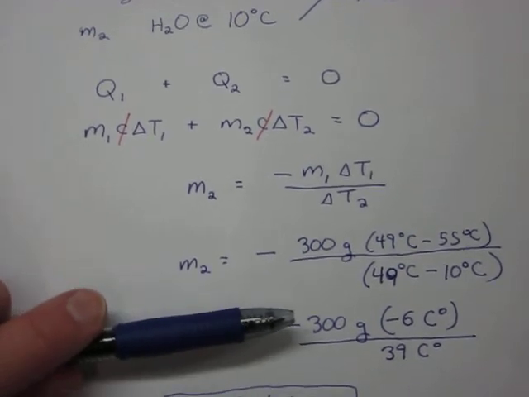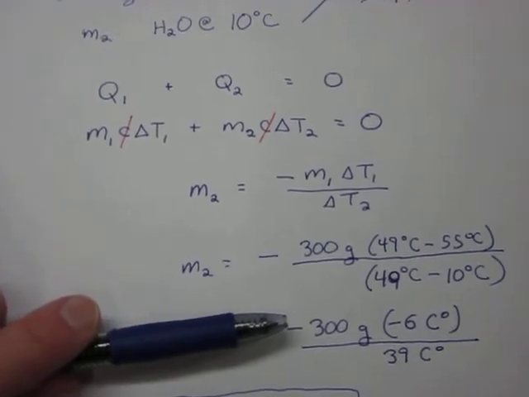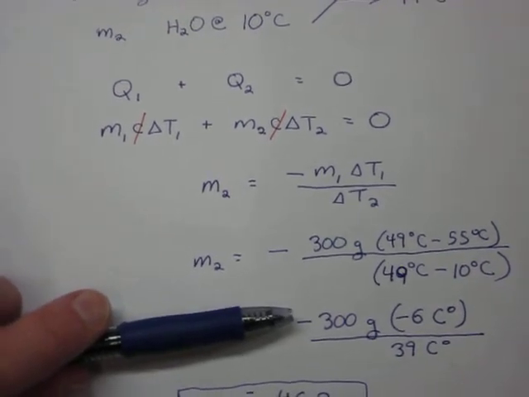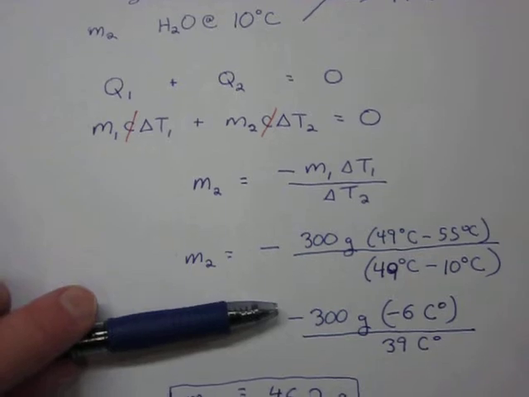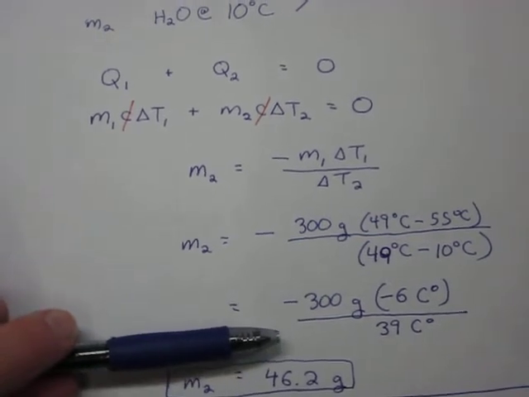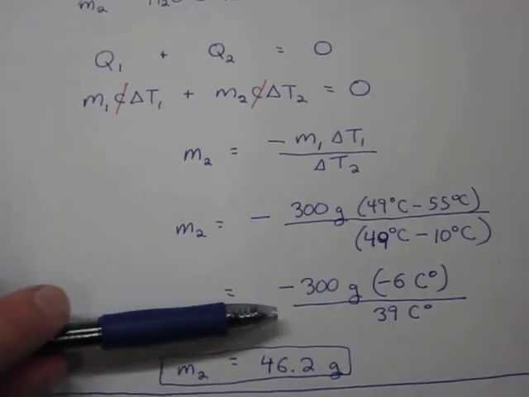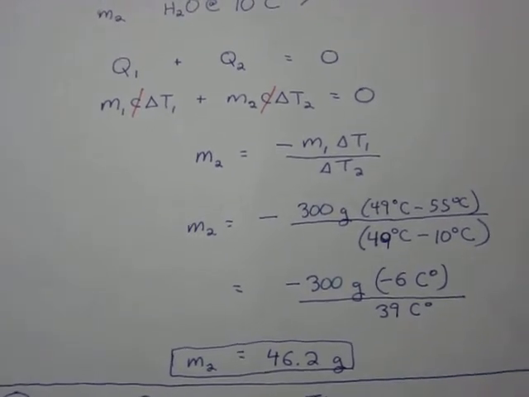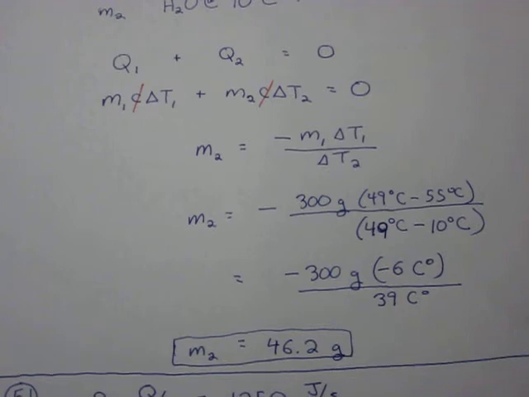So change in T1 is negative 6 degrees Celsius because the bulk of water that I've called number 1 goes down in temperature by 6 degrees. Change in T2, it goes up 39 degrees, so that's positive 39. And so we get that the second mass is 46.2 grams.